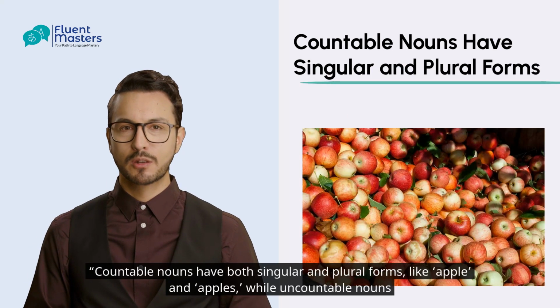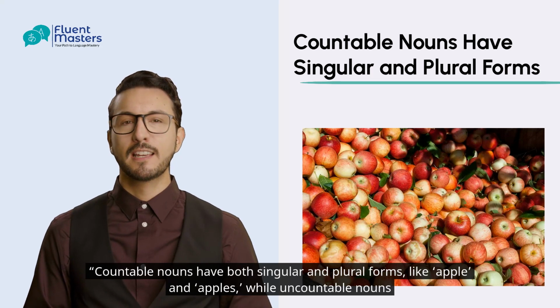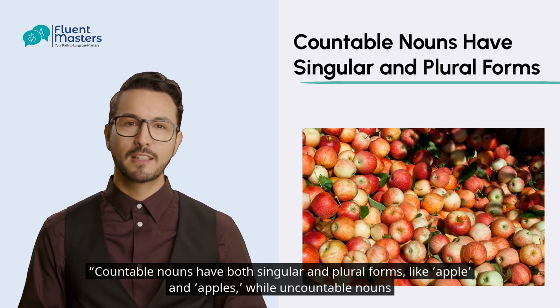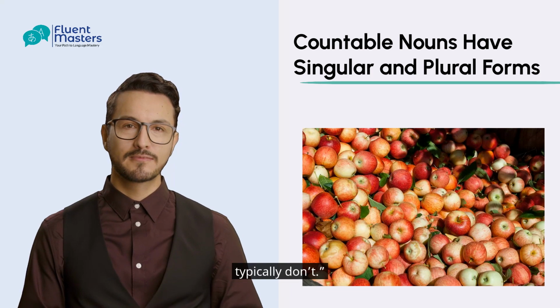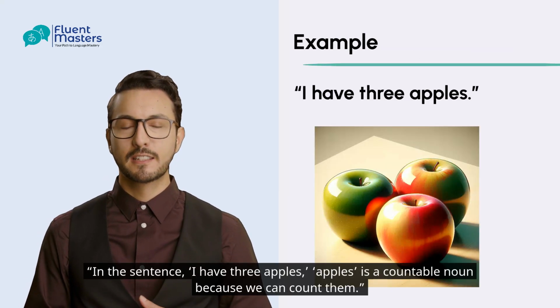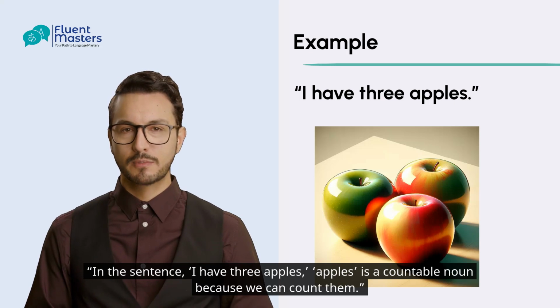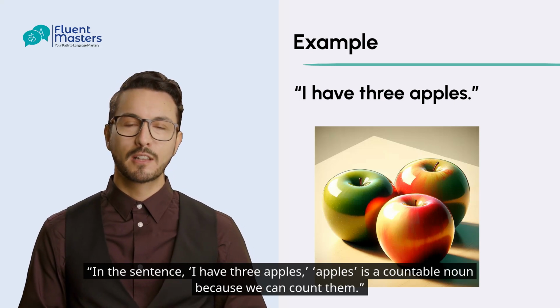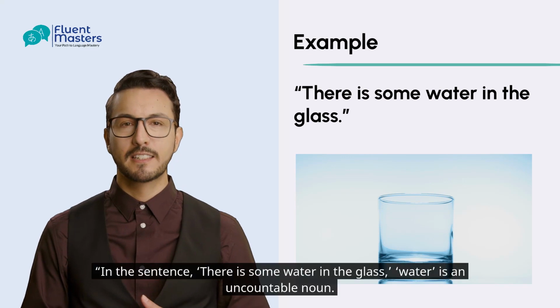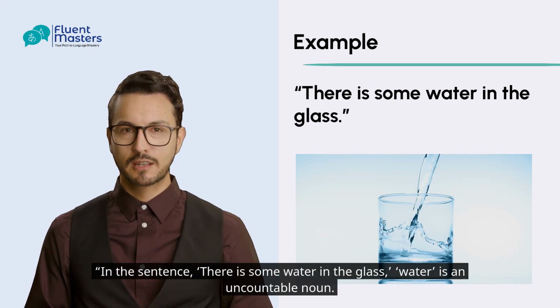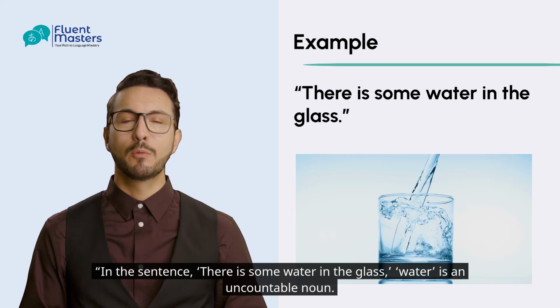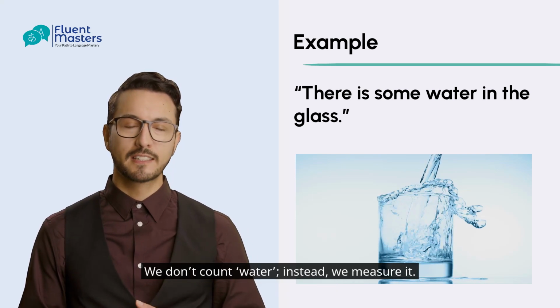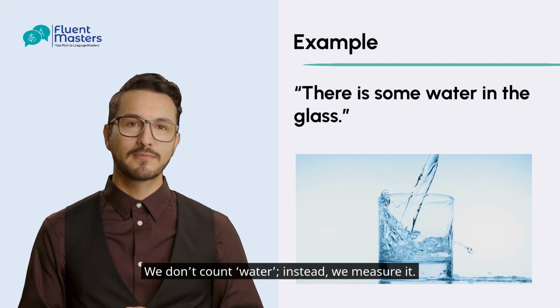Countable nouns have both singular and plural forms like apple and apples, while uncountable nouns typically don't. In the sentence, I have 3 apples, apples is a countable noun because we can count them. In the sentence, there is some water in the glass, water is an uncountable noun. We don't count water. Instead, we measure it.